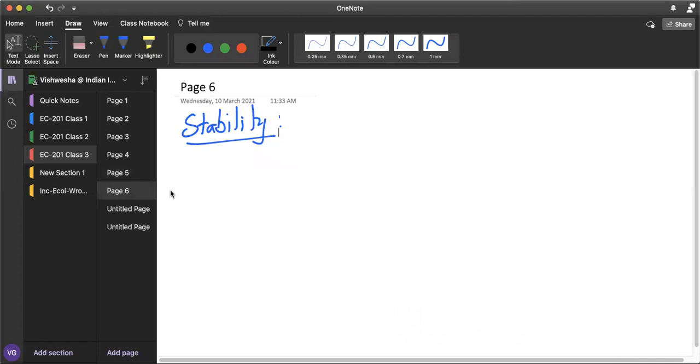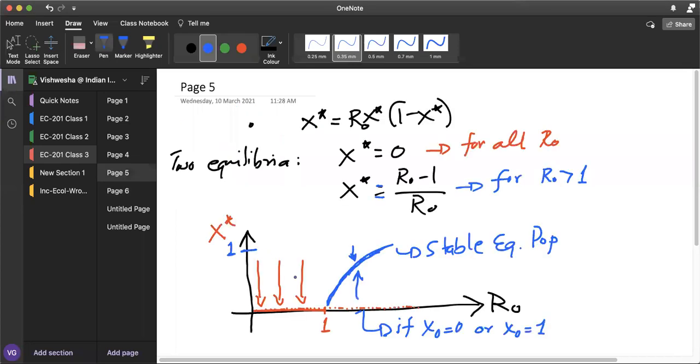Okay. But isn't that also right? I mean, isn't an equilibrium point also a stable point? Even from our plots, we see that, right? That's a good question. Let's go back to this slide now.